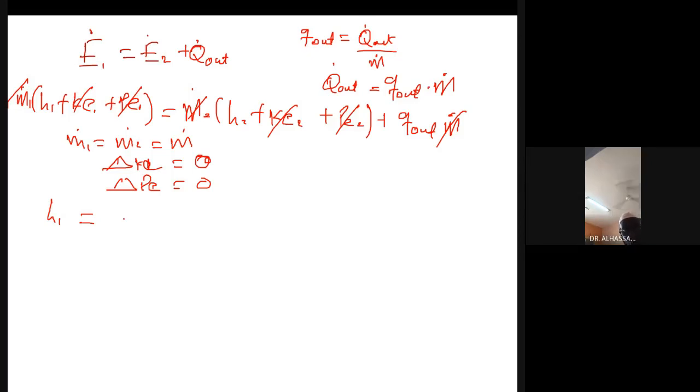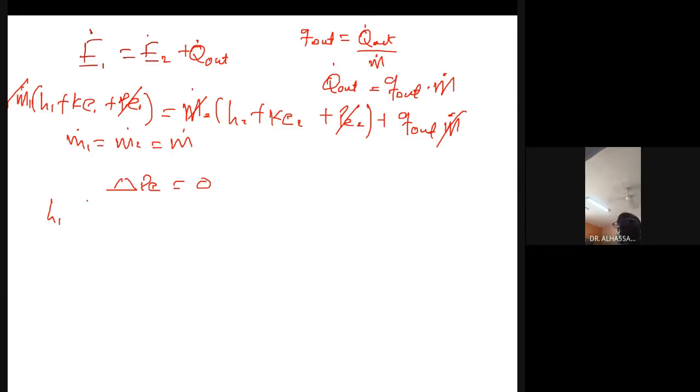Oh, I'm very sorry. The velocities are known. So it's only the potential energy terms which will be equal to 0. The kinetic energy terms are not equal to 0, because the velocities are given, and we need to find the velocity at the exit. So this is not equal to 0. Be very careful, okay?